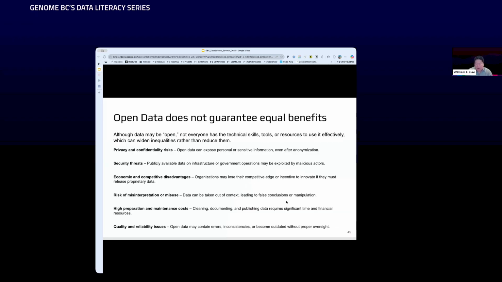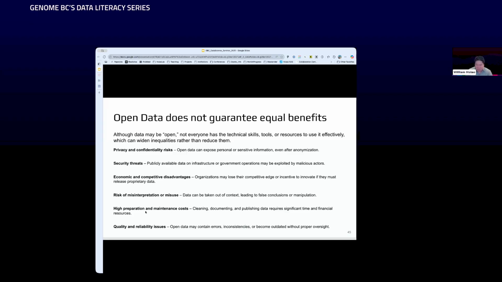However, open data does not guarantee equal benefit, right? Not everyone has the technical skills, the tools, or the resources to use it effectively, which can widen inequality rather than reduce it. So there are privacy and confidentiality concerns, security concerns, and economic competitiveness concerns. And then there's, of course, also the risk of misinterpretation and misuse of the data, taken out of context or not interpreted properly.